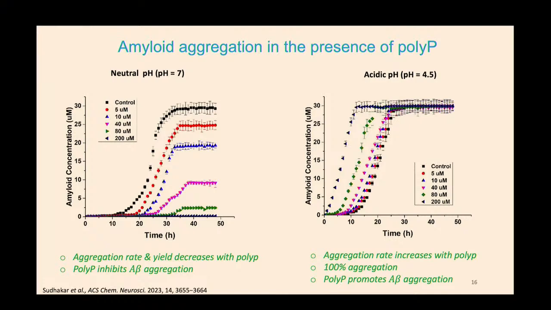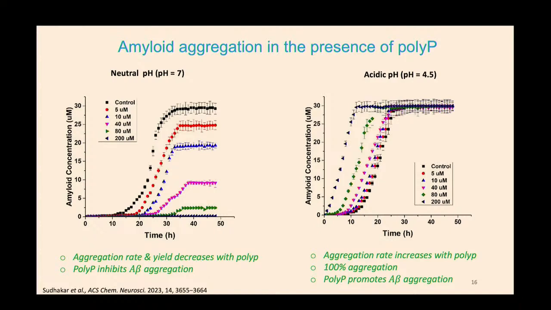So here we did this experiment with two different conditions: a neutral pH, and an acidic pH. When we say acidic pH, we could be at 4.5 or maybe 3, which is very highly acidic, and the outcomes are very dependent on the pH. When you are looking at neutral pH, when we add polyphosphate of different amounts, it suppresses the aggregation rate, just like how the nanoparticles were acting. So it has a nanoparticle-like effect to prevent aggregation.